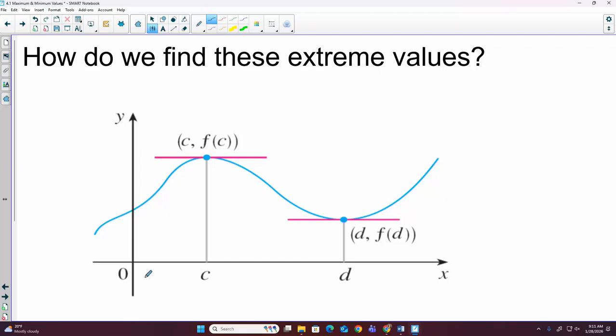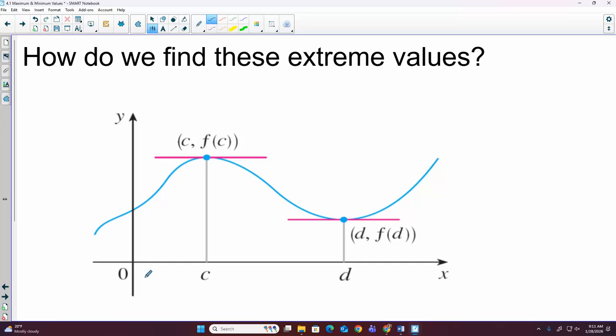How? Look at this graph. My absolute max is at C, my absolute min is at D. How could I find those? What's happening at both of those points? Yes. I drew in those tangent lines. The slope of those tangent lines is 0. How do we find the slope of a tangent line? Derivative. So I'm looking for when the derivative is 0.